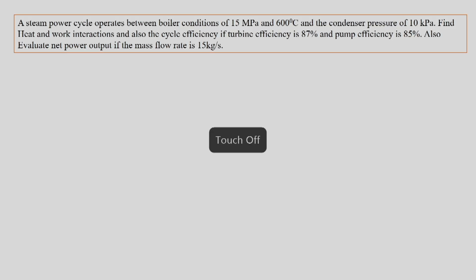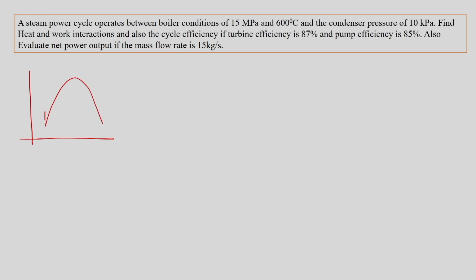This example is reverse. In the earlier example, mass flow rate was to be found out and total power output was given. Here we have to find out total power output, and we are given the mass flow rate. So we will start. As in the earlier case, we will make this as 3, this as 4 dash, 4, 1, 2 dash and 2. So this is our cycle.